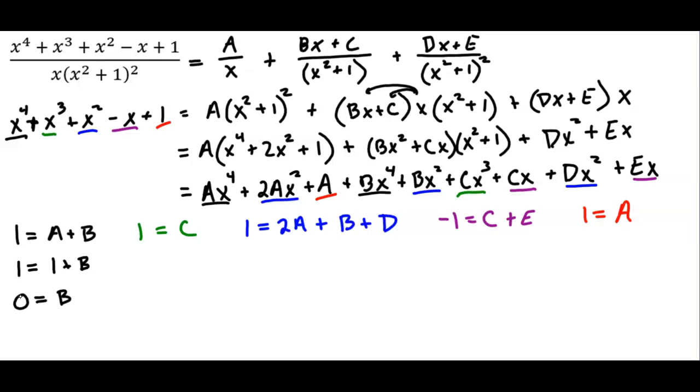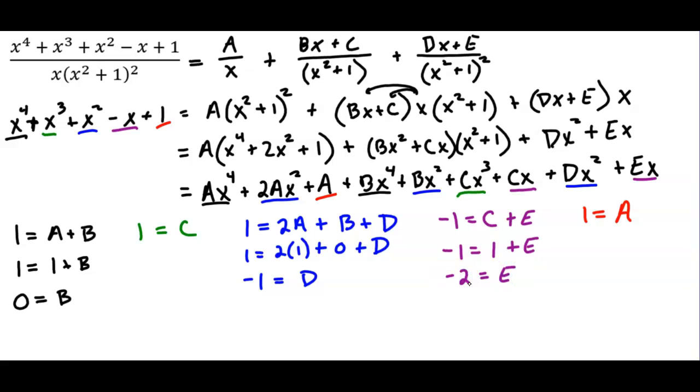Okay. Now we know a and b, so we can go to this blue equation and figure out d. So 1 equals 2 times 1 plus 0 plus d. So what's that going to be? A 2, and if I subtract it, -1 equals d. And then is that everything? A we know, B we know, C we know, D, oh, we don't know E. Okay, so we got to figure out E. C was also 1. So it looks like E is going to be -2.